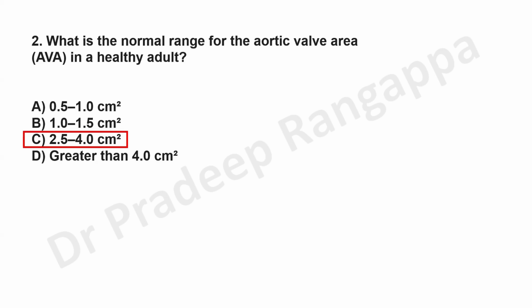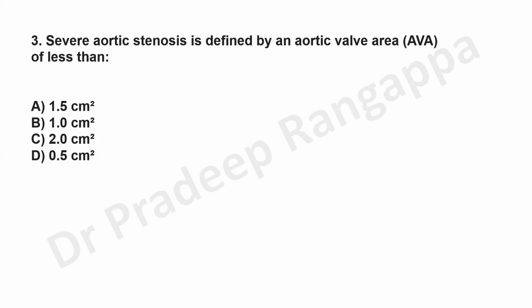Fantastic. So my trainees are good, they're answering all the questions correctly. So 2.5 to 4 is normal. Greater than 4 is unlikely. So C is the correct answer. If it is less than 1, it is severe. 1 to 1.5 is moderate. Less than 0.5 is critical.